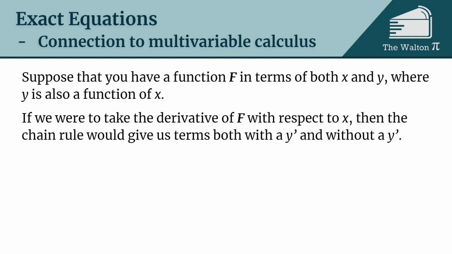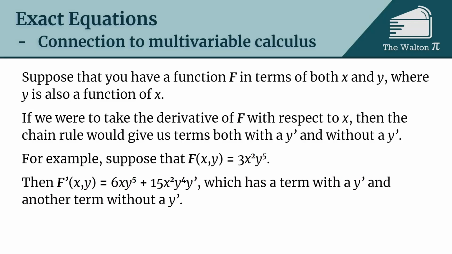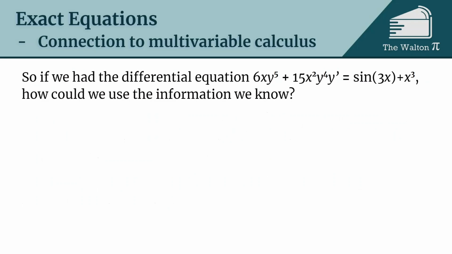If we were to take the derivative of F with respect to x, then the chain rule is going to give us terms both with a y prime and without a y prime. So for example, let's suppose that F of x and y was 3x squared times y to the fifth. If we took the derivative of F, then we would get 6xy to the fifth plus 15x squared y to the fourth times y prime, which has a term both with a y prime and another term without a y prime.